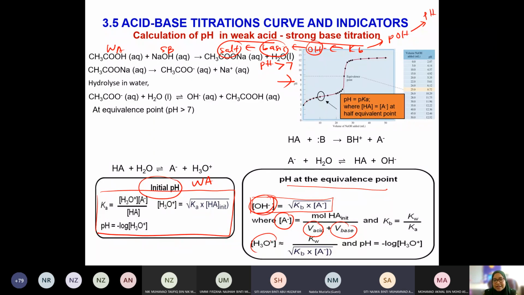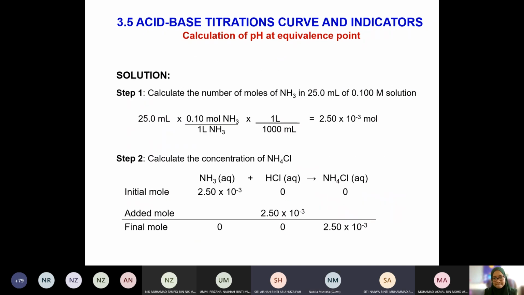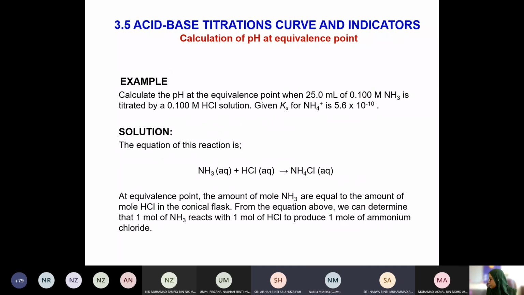Okay, this is another formula. If you want to calculate for H3O plus directly, you can calculate H3O plus directly. That means you have to use Kw over all of this, and then you calculate the H3O plus. Okay, but never mind, we use the old style: OH, and then from OH we calculate pOH, and then 14 minus the pOH. Done, settle. Okay, faham ke? Faham ke?